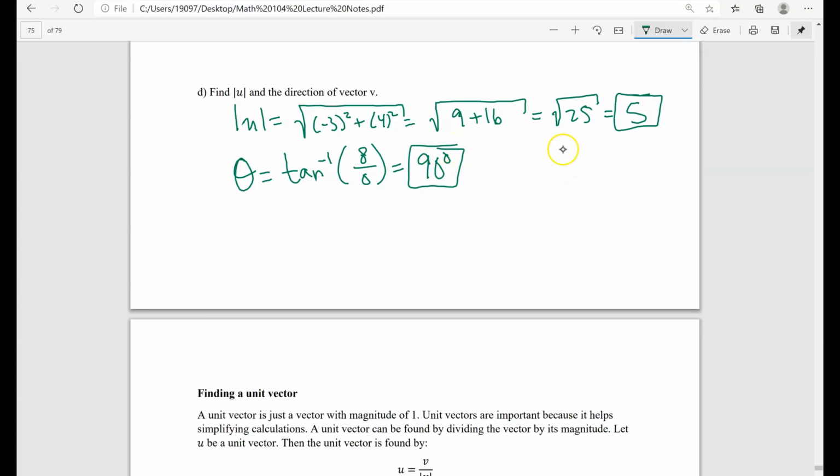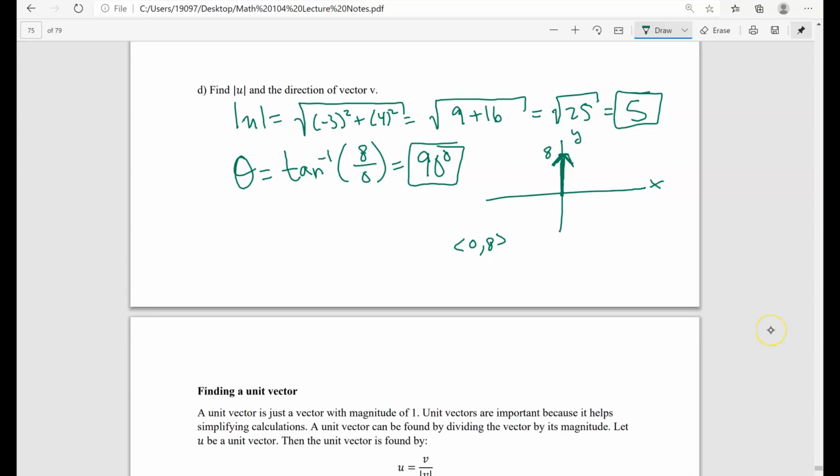Okay, and that makes sense because if you look at the vector <0, 8>, you see that there's no x value going in the x direction, and in the y direction you're going up 8 units. So the vector is just pointing up in the north direction, if you want to think about it, north. Okay. All right, so you have those types of vectors.